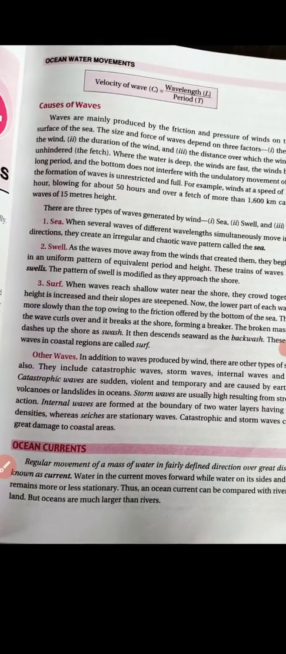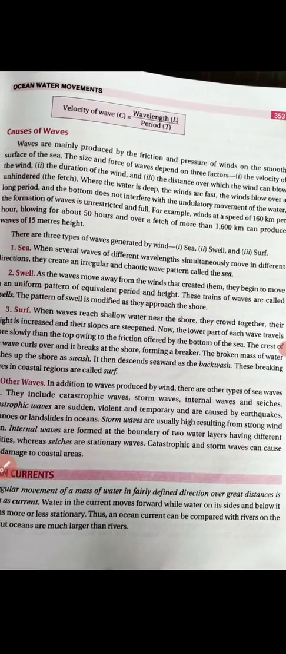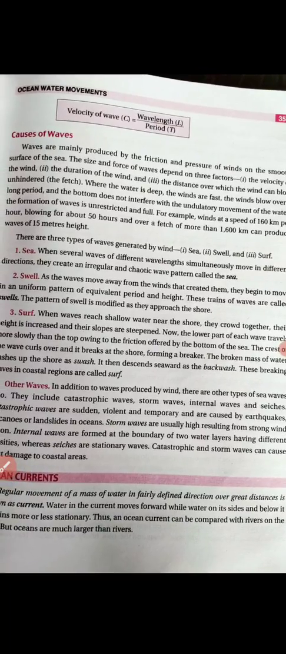For example, winds at a speed of 160 kilometers per hour blowing for about 50 hours and over a fetch of more than 1600 kilometers can produce waves of 15 meters height. Wind at a speed of 160 kilometers per hour blowing continuously for about 50 hours over a fetch of more than 1600 kilometers. Fetch is the distance over which the wind can blow unhindered. So it can produce waves 15 meters high.